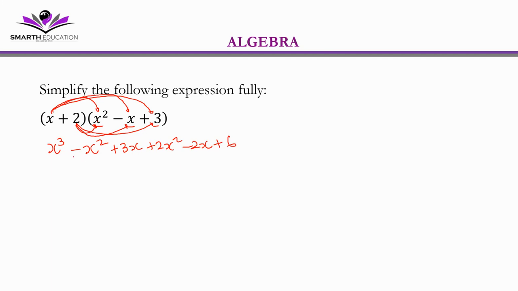Right, do we have like terms? Yes, we have like terms. Negative x squared plus 2x squared. What is it? That is positive x squared. So it's x cubed plus x squared.